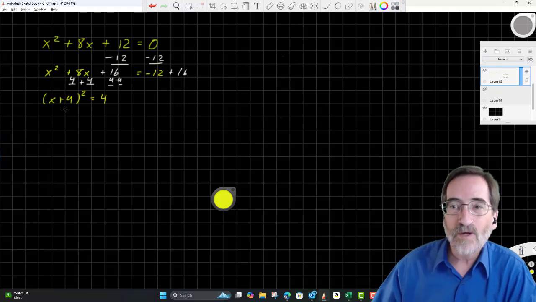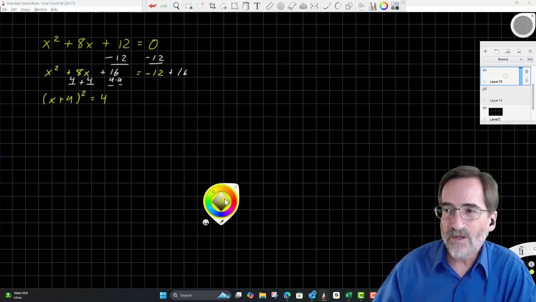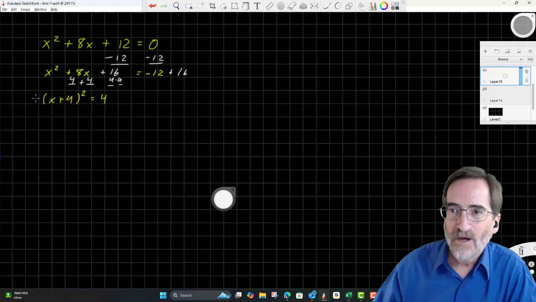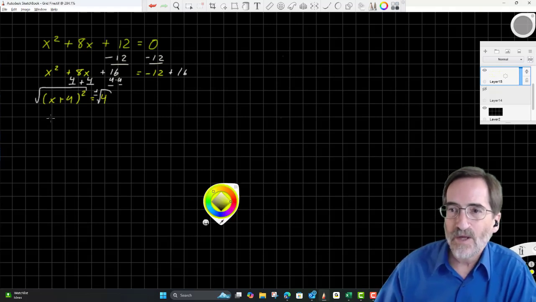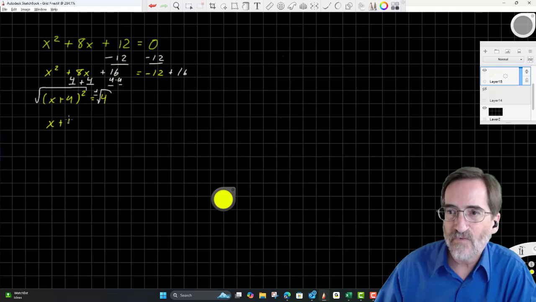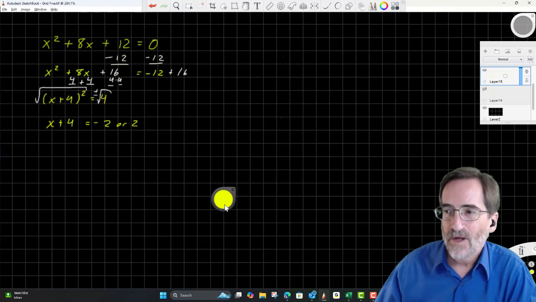And so now we can solve by undoing, like we've done before. The opposite of squaring is square rooting. And when I square root both sides, I get a plus or minus root. I won't go into explaining why again. We've done that before. So we end up with x plus 4 equals negative 2 or positive 2. Then we can subtract 4 from both sides.